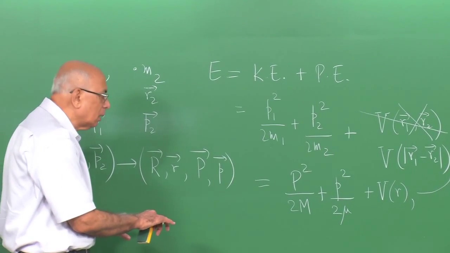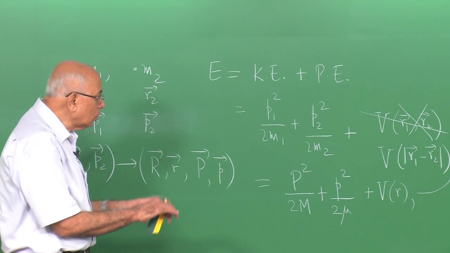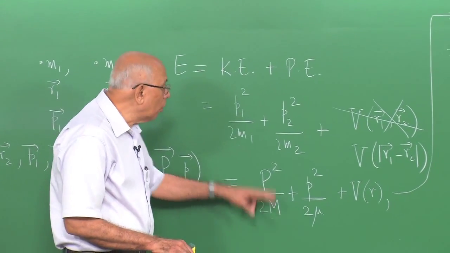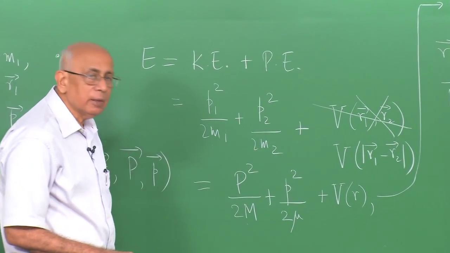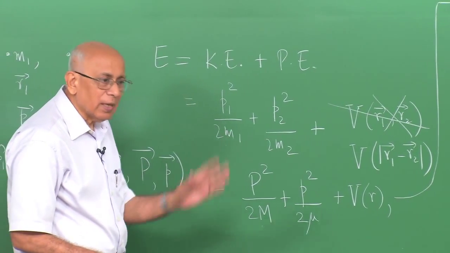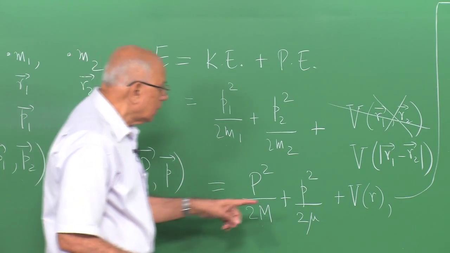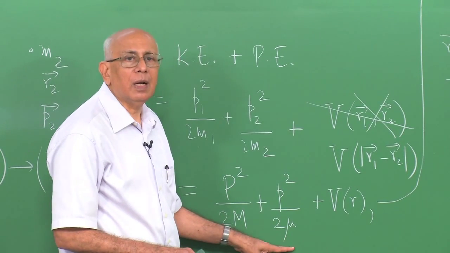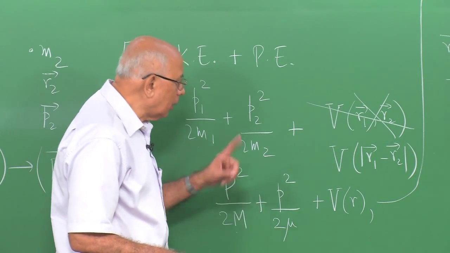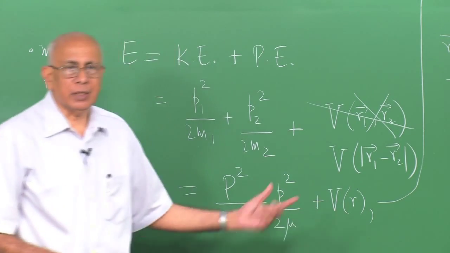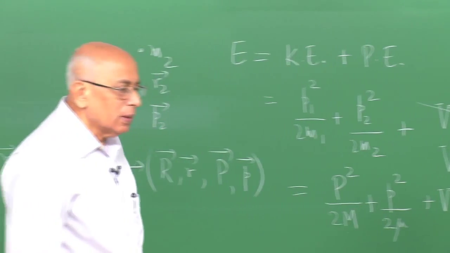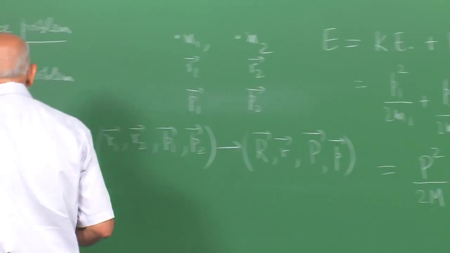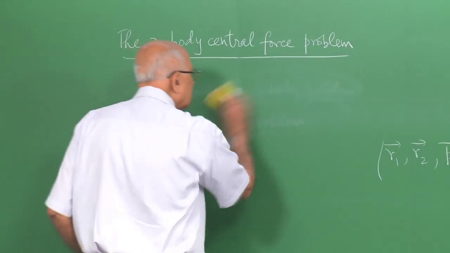The original problem of masses m1 and m2 has been reduced to the problem of a particle of mass capital M moving at a constant momentum capital P, like a free particle in a straight line, together with the problem of another particle of effective mass little mu with momentum little p moving in a central potential V of r. So these two problems have got decoupled, and once that is done, this problem reduces and simplifies.